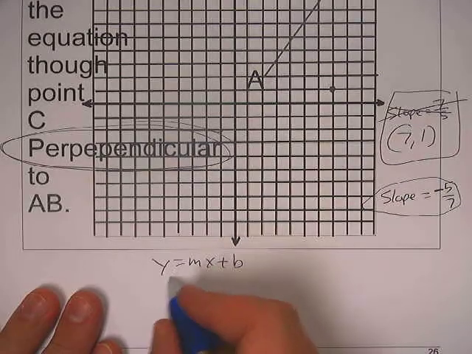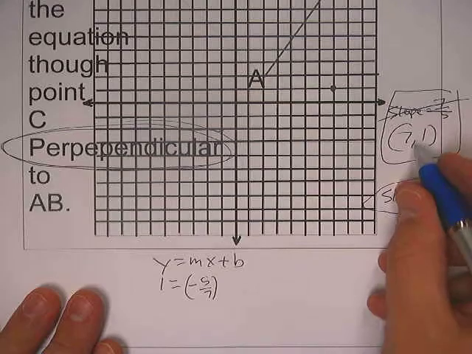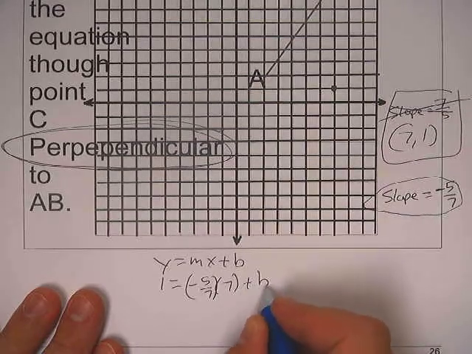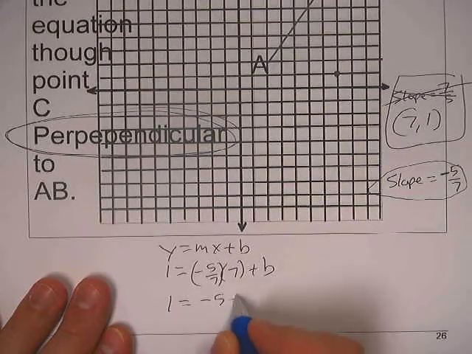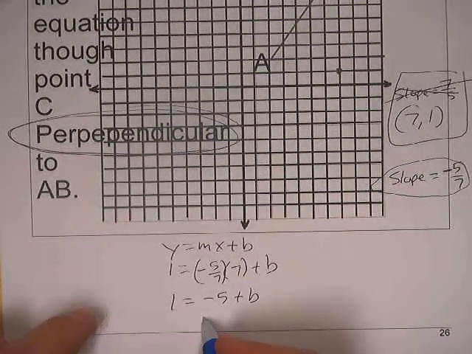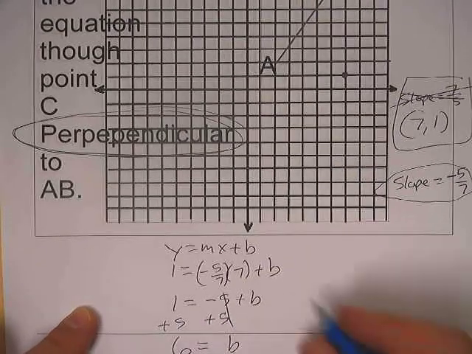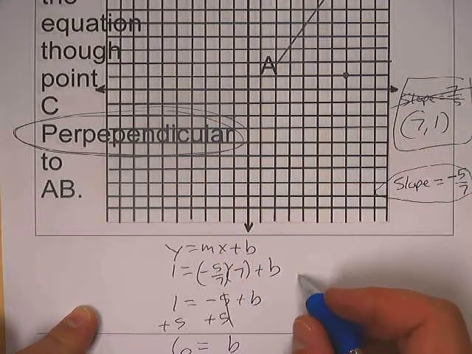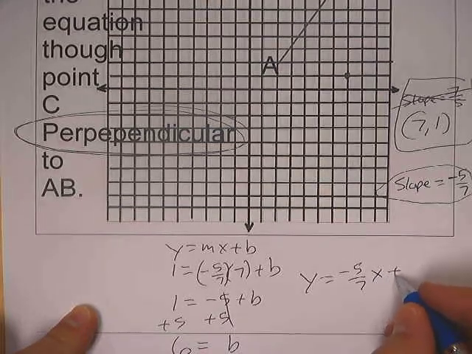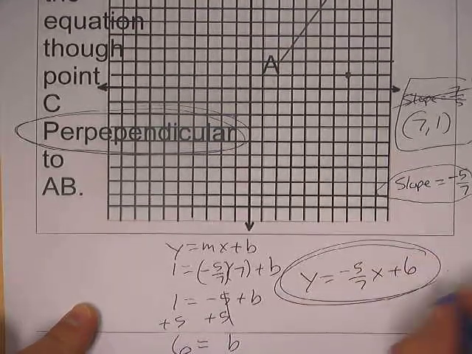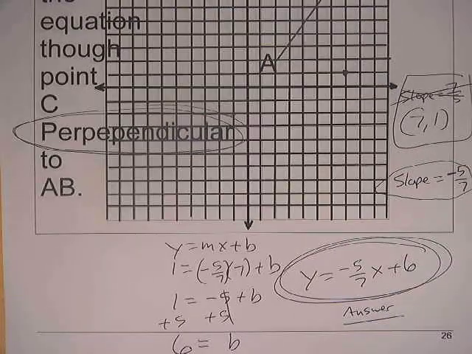So my equation is going to be y equals mx plus b. Y is 1, slope is negative 5/7, and the x value is 7. Multiply these together. When I do that, I get 1 equals negative 5 plus b. To get rid of the negative 5, I add 5 to each side. Get b equals 6. So my equation perpendicular is y equals negative 5/7 x plus 6. This is my answer here.